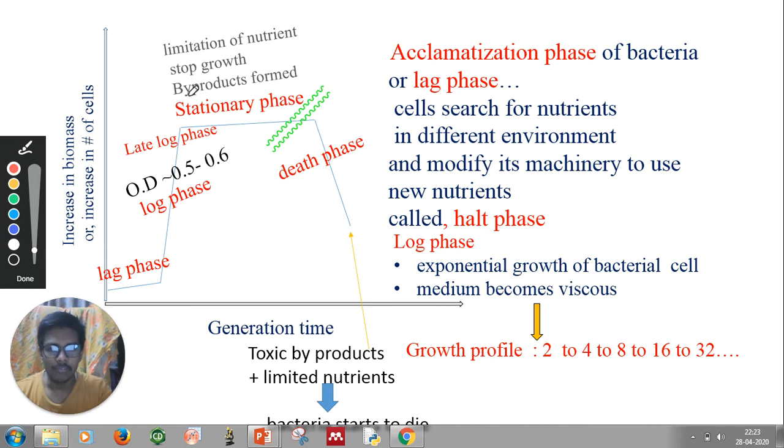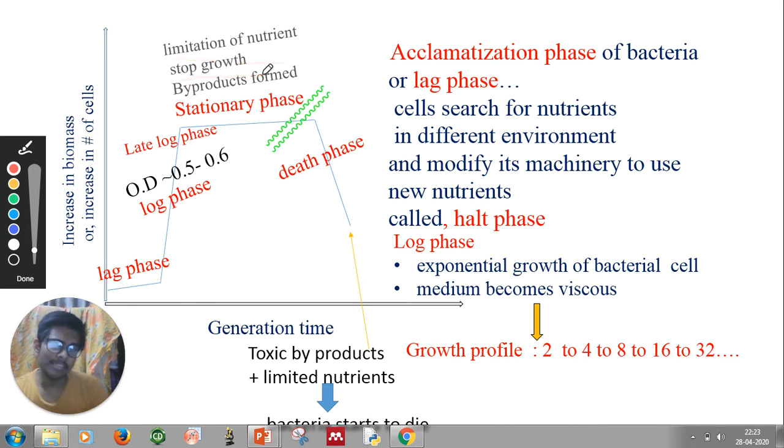Next is the stationary phase, where the limitation of nutrients stops the growth of the bacteria. What actually happens in the log phase is that the bacteria increase in huge amounts, so all the nutrients present in the medium get finished. When it goes to the stationary phase, there is no nutrient left. That's why they feel a lack of nutrients, and the limitation of nutrients stops the bacterial cell growth.